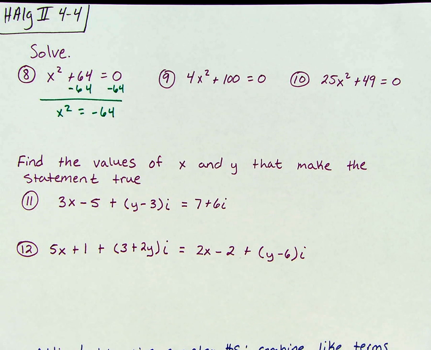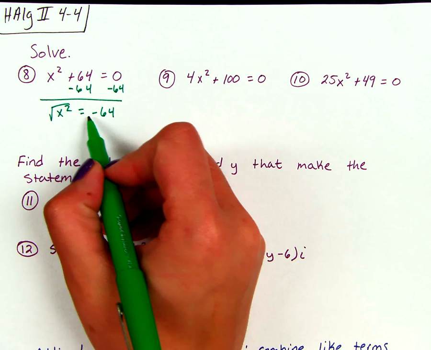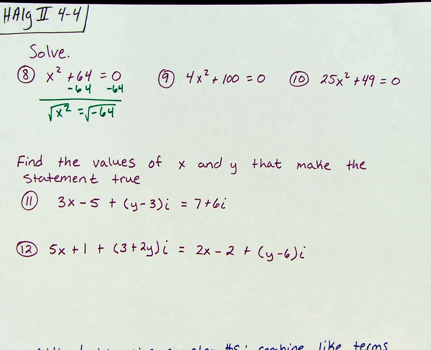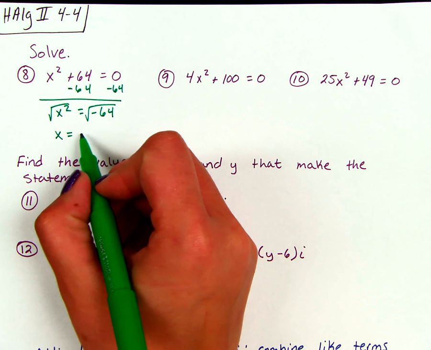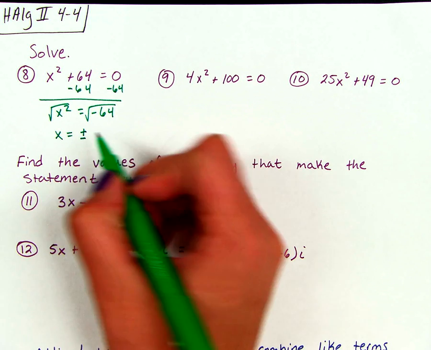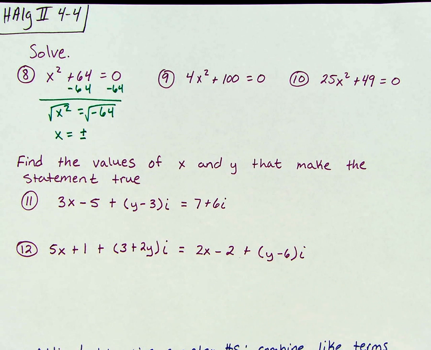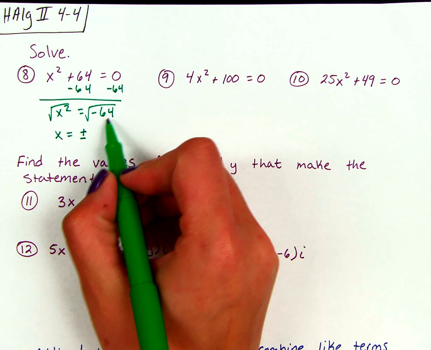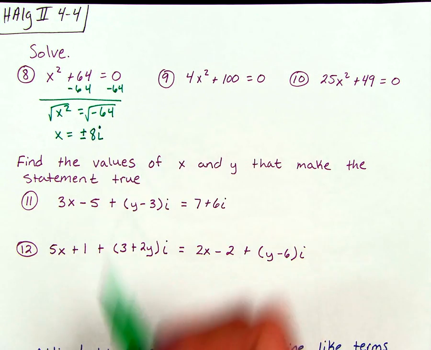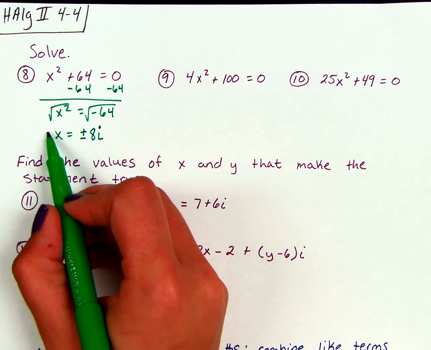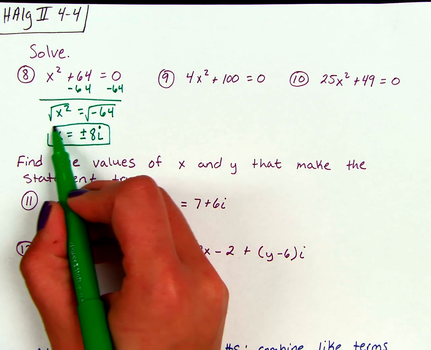And then to undo a power, we have to take the square root of each side. And now that we know about imaginary numbers, we can take the square root of a negative. So we would have x equals, and then it's going to be plus and minus, because we always have a positive and a negative for the answer when we take a square root of something. And the square root of 64 is 8, and then because it's negative, we're also going to have an i. So this would be our final answer for that problem.